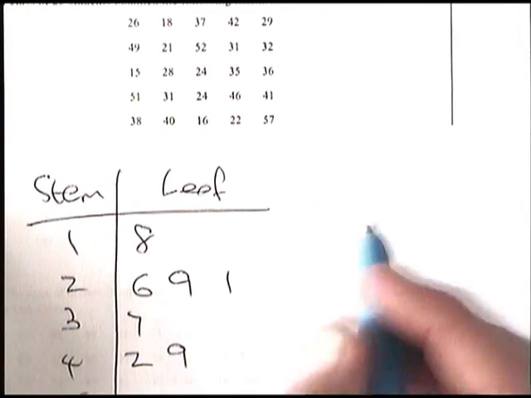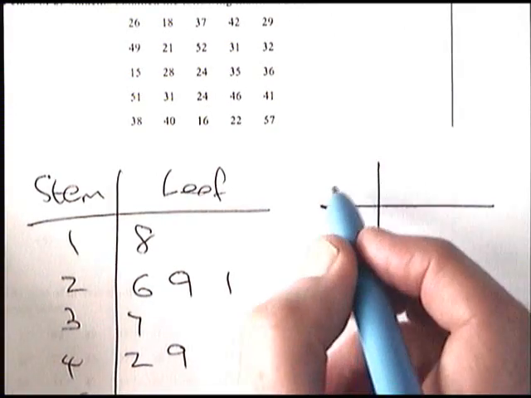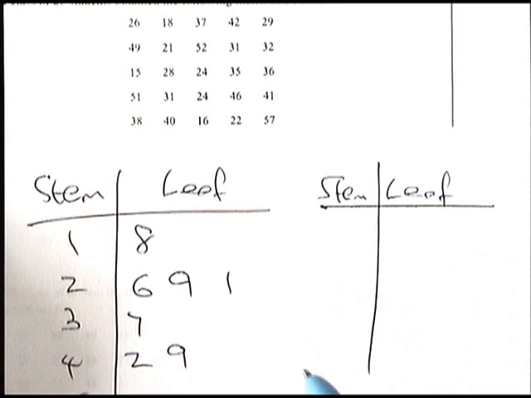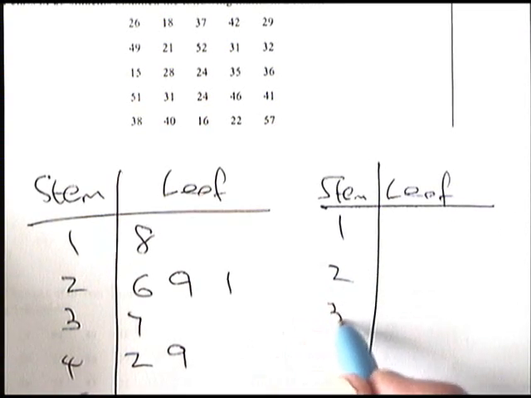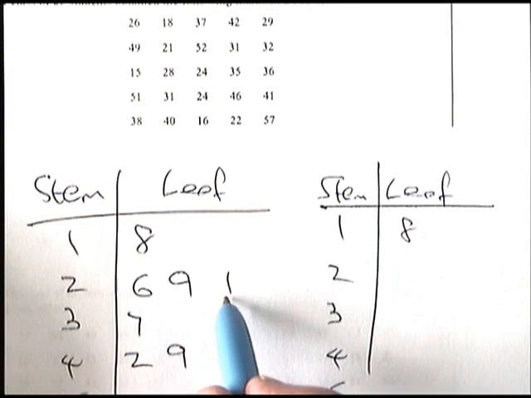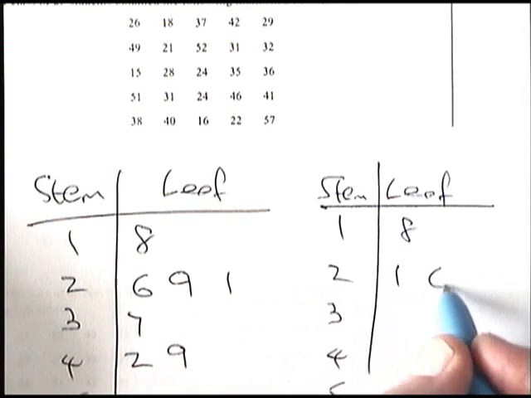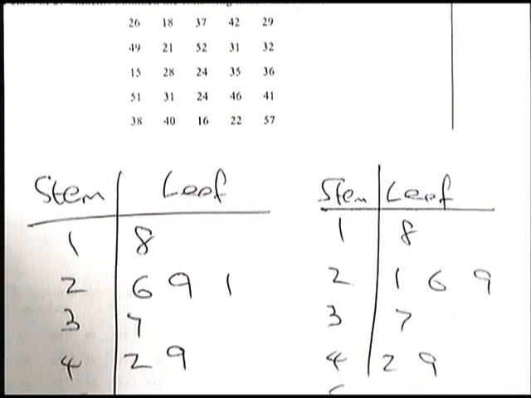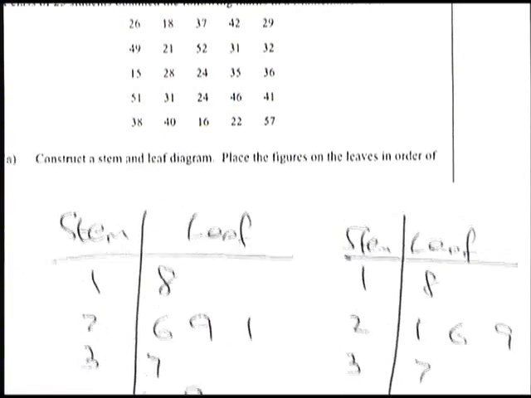Once you've got your stem and leaf diagram done, then afterwards have a go at doing the ordered stem and leaf. Now I haven't finished my stem and leaf here, but all I would have to do, if this was the finished one, would be to put these numbers here in order, the smallest one nearest the stem, so I'd go 169, like that.